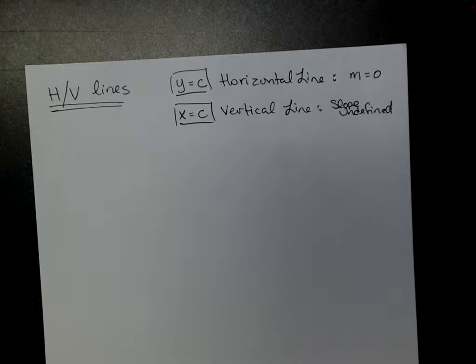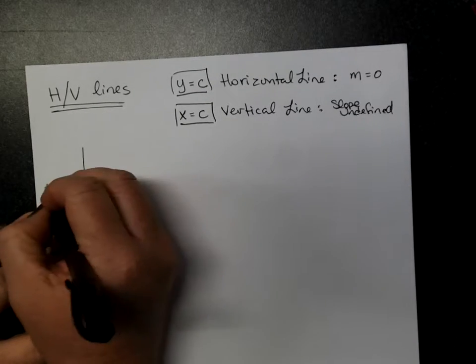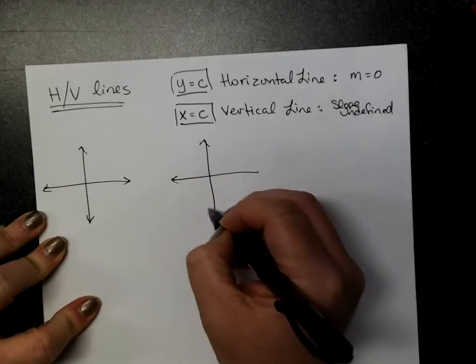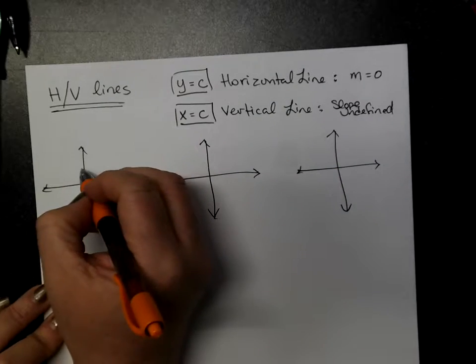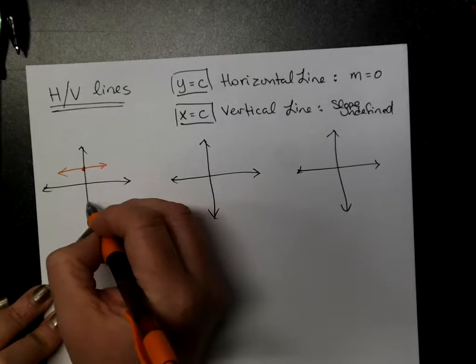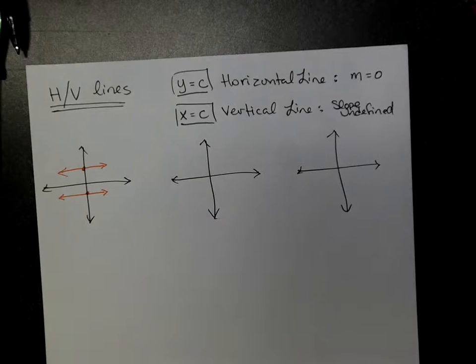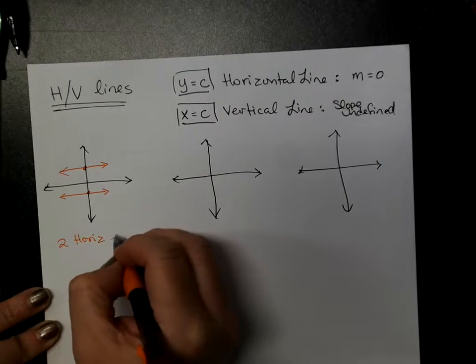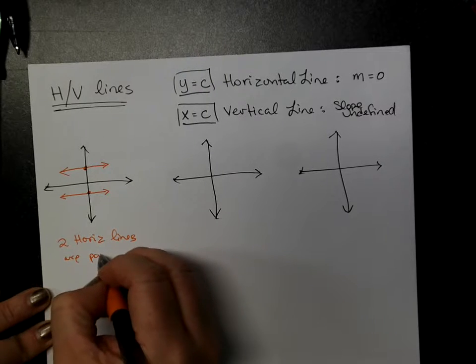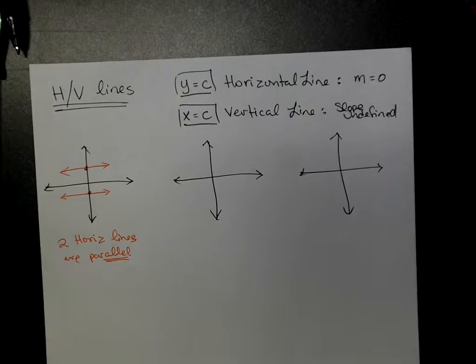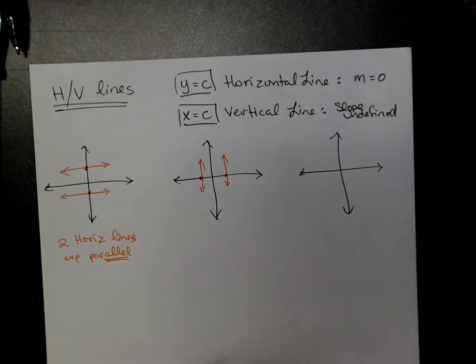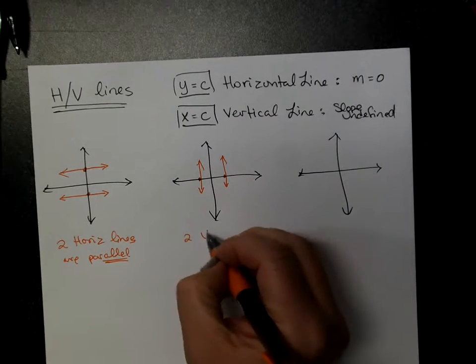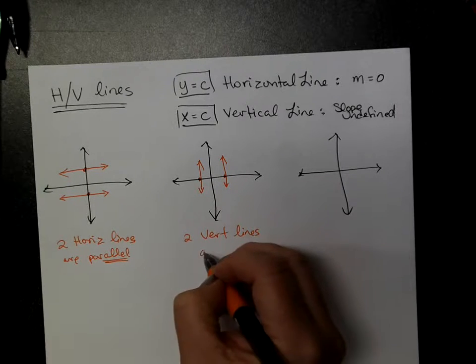Now, here's one more clue to add to the mix. I'll draw just a quick little sketch. If you have a horizontal line and another horizontal line, what is the relationship between those two lines? Two horizontal lines are always parallel. They will never cross. Now, what if you have two vertical lines? What do you know about them? Two vertical lines are always parallel.